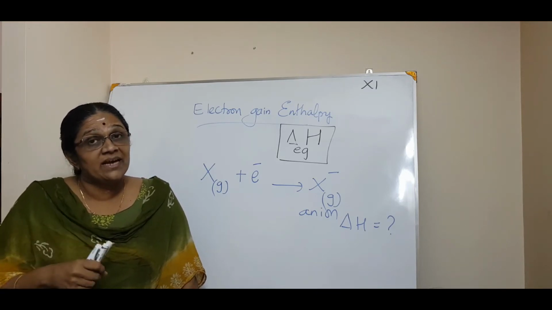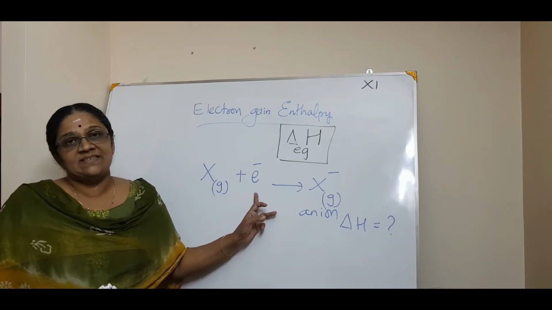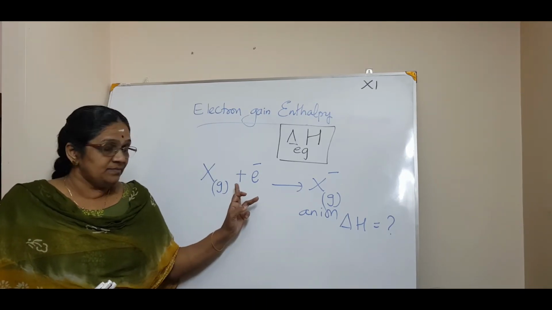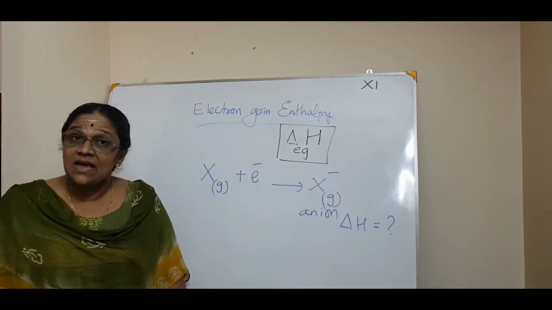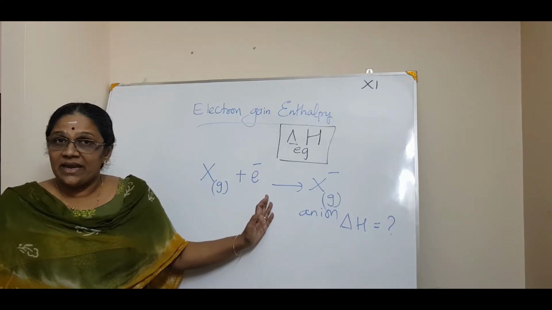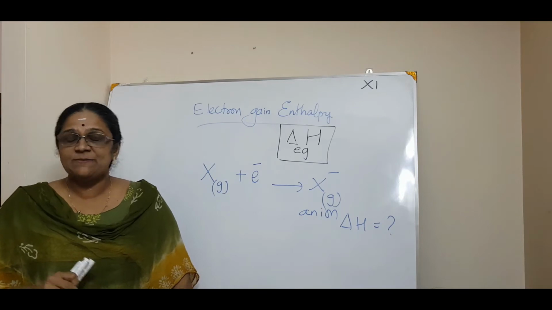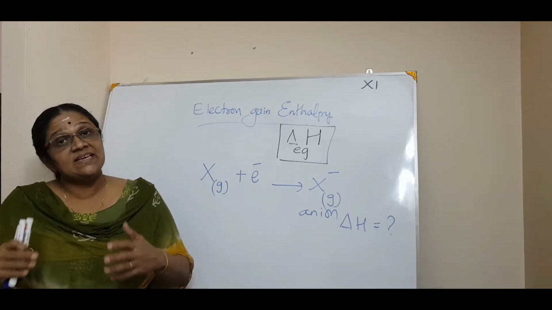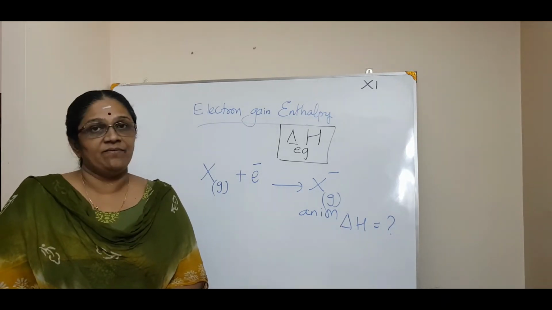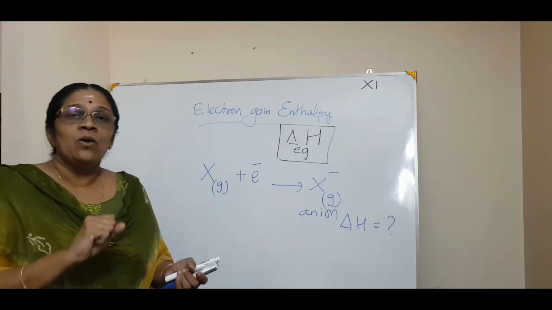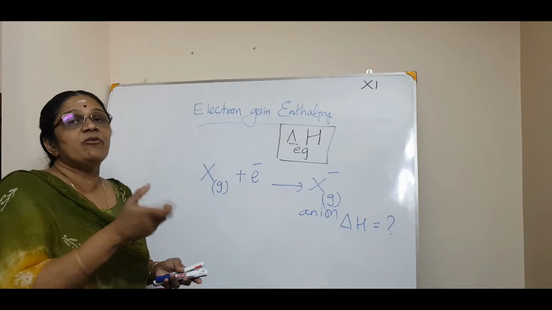And what is an endothermic reaction? The energy should be given to that reaction in order for it to take place. So energy will be given to this reaction in order to form an X minus ion. So the electron gain enthalpy can be both positive or negative. You got it? Now we will see when the electron gain enthalpy will be positive or when it will be negative, or in terms of the periodic table, when this electron gain enthalpy will be negative or more and more negative, or when it will be positive.